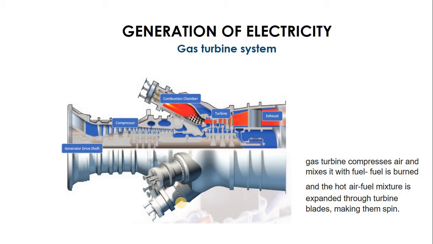Once you understand this, you also understand how the coal-fired power plant works with all this steam and stuff, you don't have a problem. So first of all, as you can see, we have the combustion chamber here, we have the compressor, we have the generator drive shaft, we also have the turbine here, and we also have the exhaust. So the turbine's shaft is coupled to the generator drive shaft. Once the turbine is turning, it turns the drive shaft and then power is produced.